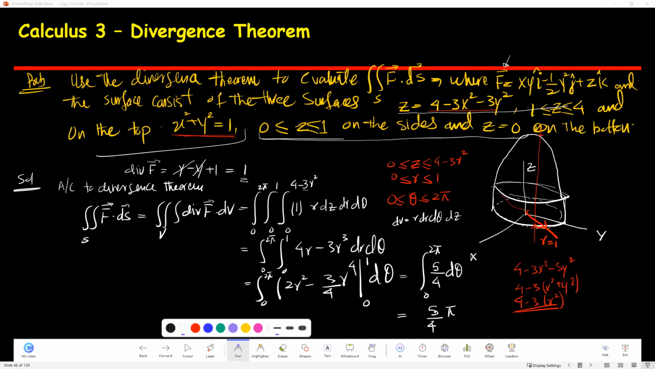pi. Right? It's cancelling out. But I forgot this to make it cancelling out. 2 pi cancelling out by 2 becomes 2 here. And that is pretty much our answer.